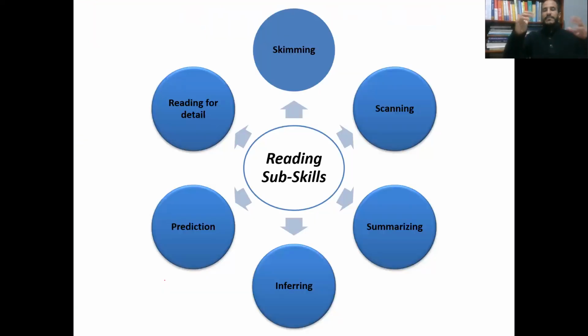Look here, skimming, scanning, summarizing, inferring, prediction, reading for detail. Great. So these are the major reading sub-skills and listening sub-skills for the two. Good. Very confusing, skimming and scanning. We should know about them. Then we have prediction, reading for detail, inference, summarizing. So these are the six major reading sub-skills.